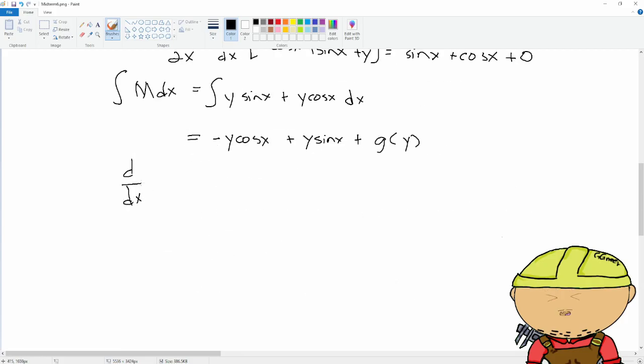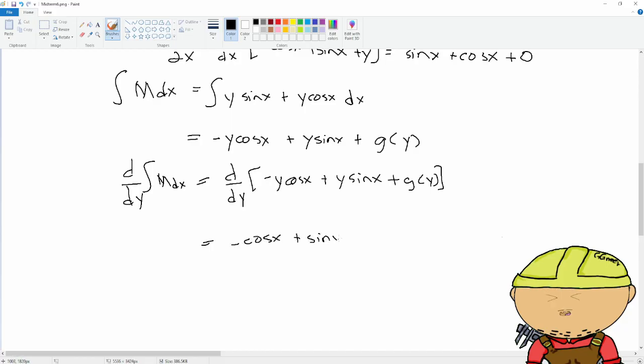For Theorem 1, the derivative with respect to y of the integral of M dx. So that will become the derivative of negative y cosine x plus y sine x plus g of y. Because the two trigonometric functions have y, that will become negative cosine x plus sine x. The derivative of y is 1, so plus g prime. And that is equal to N. And N is equal to negative cosine x plus sine x plus y.